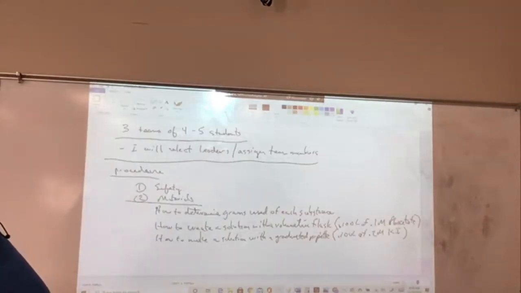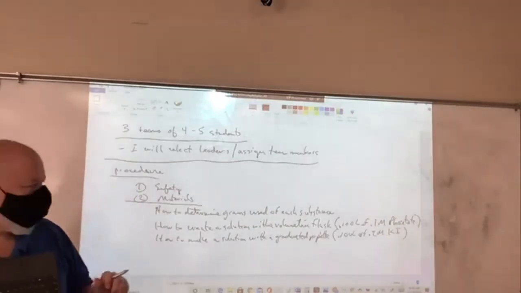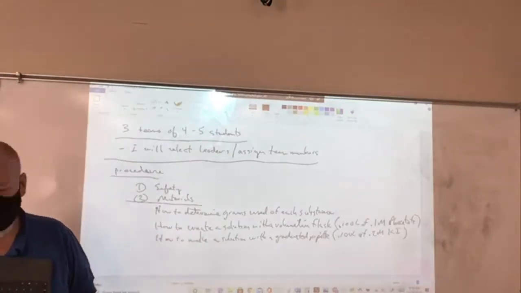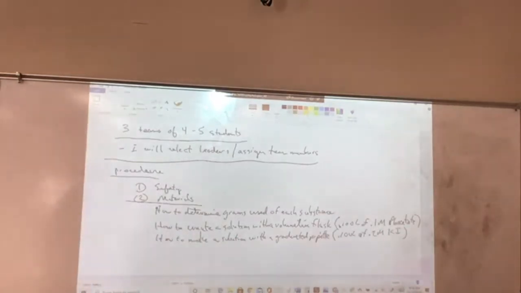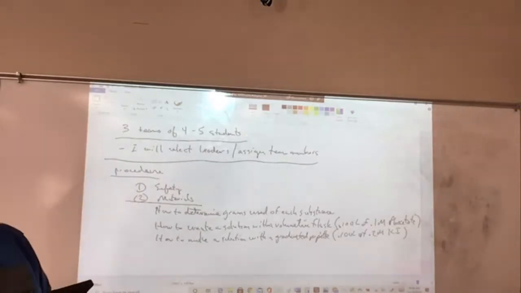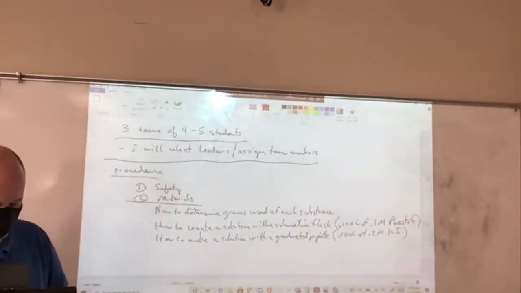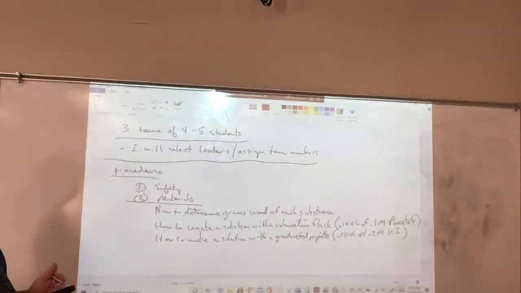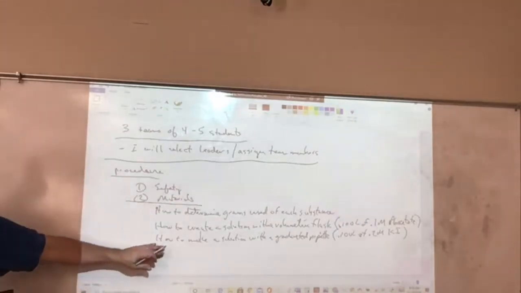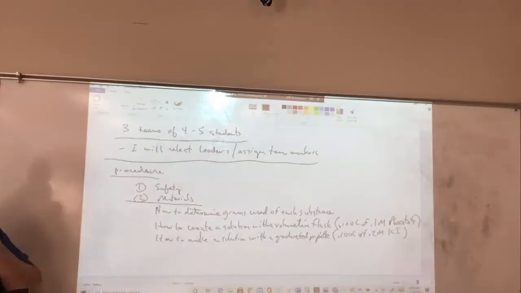Okay, so you're going to have to figure out how to use this to make 100 milliliters of a solution of potassium iodide in the Erlenmeyer flask. Okay, remember, you're just going to put the number of grams in here, and then you're going to use this to deliver 100 milliliters. Okay? How to make a solution with a graduated pipette. Okay?